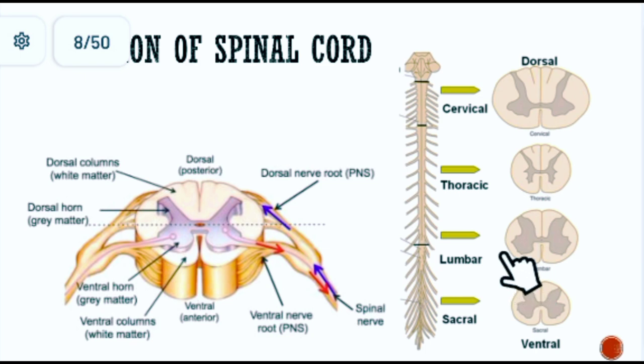Then we talk about the lumbar. Make sure you understand that we've got here posterior and anterior. When we look at the sacral, we have posterior and anterior, although at some point in the sacral area, we do have lateral as well.